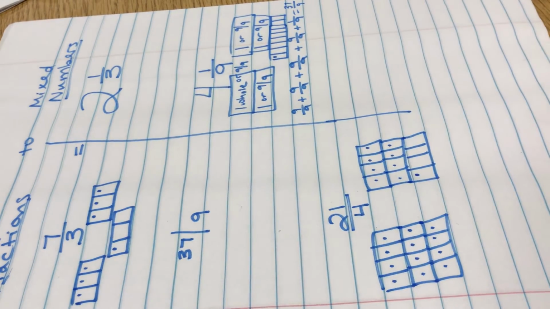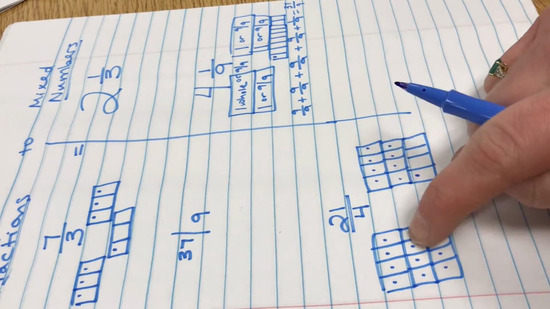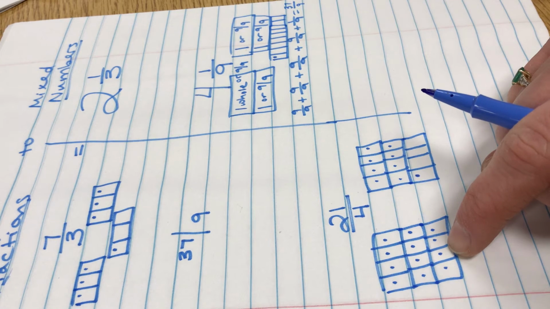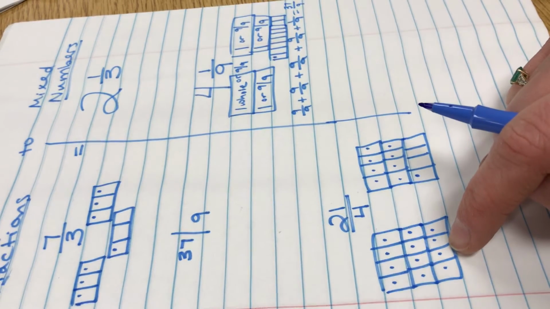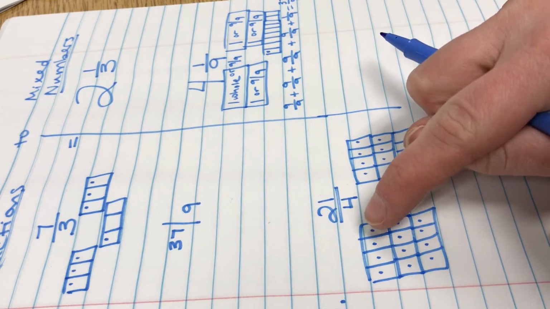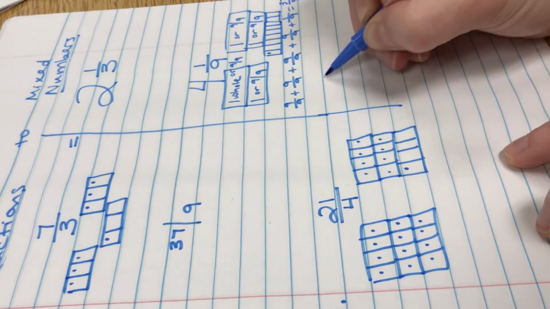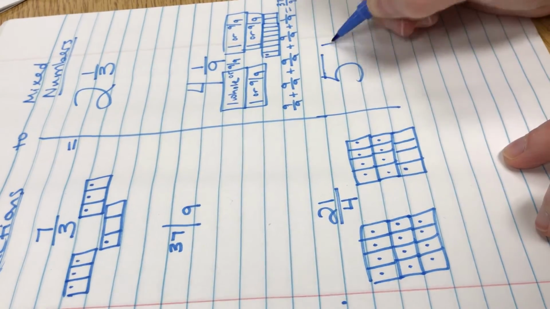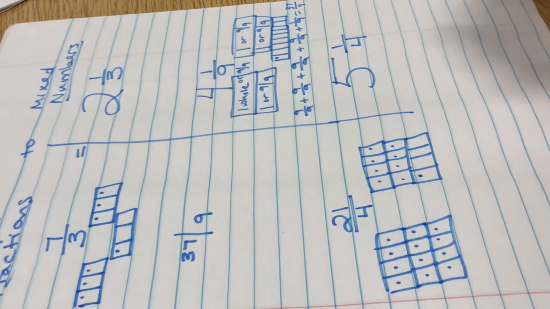Now, some of you are probably thinking, wait a minute, she'd have 4, 8, 12, 16, 20. Those are multiples of 4. I wonder if multiplication has something to do with this. Yes, it does, and so does division. And we're going to get to that in 1 second here. So I have 1, 2, 3, 4, 5 whole, and 1 out of 4 left over. So my answer is 5 1/4.